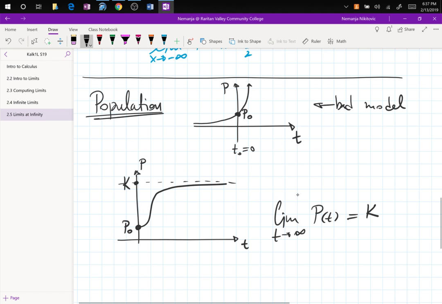But in a situation where you have a population that gets infected, there is the carrying capacity.